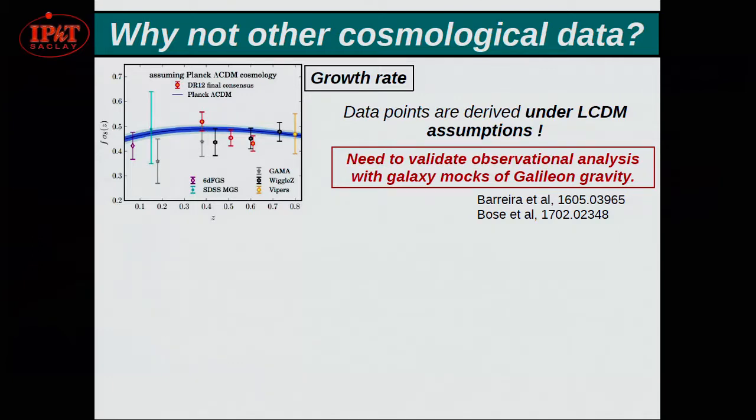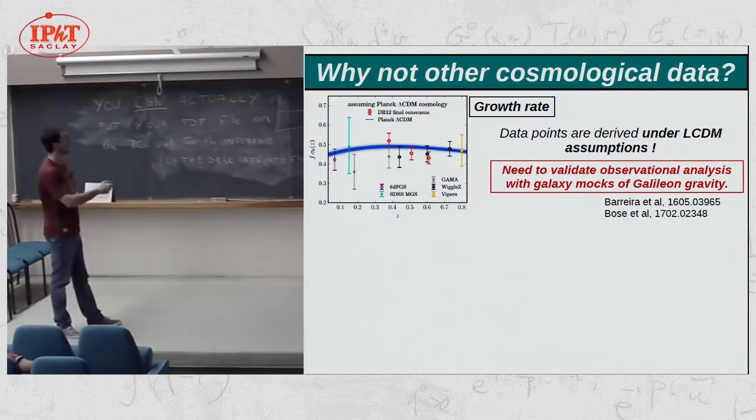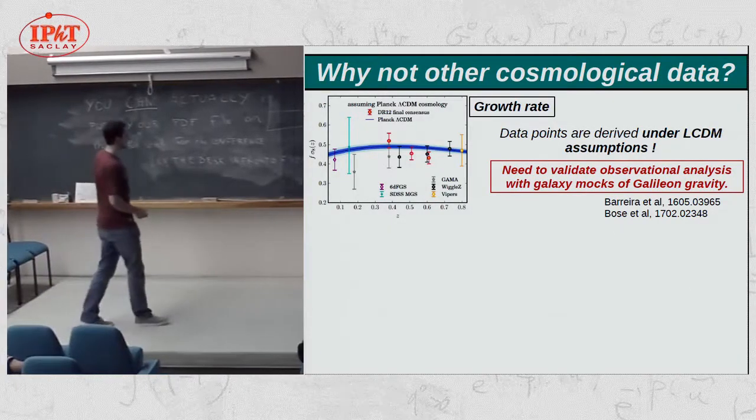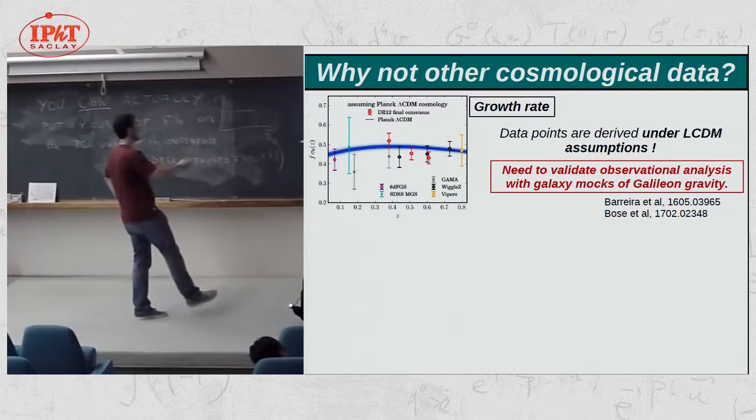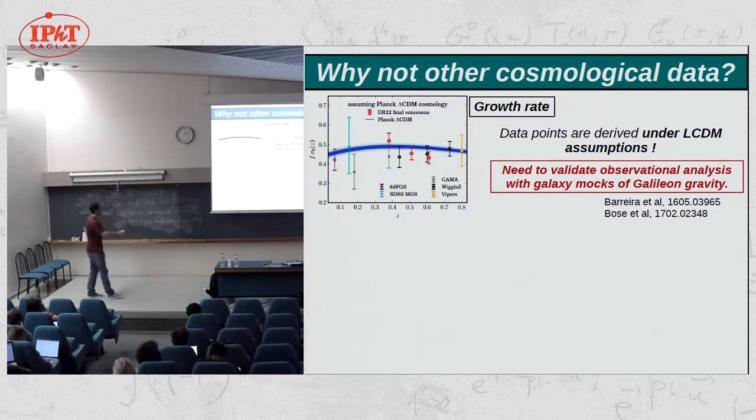Another thing you might be wondering is why we didn't use other cosmological data sets that you might be thinking of. An obvious one that may come to mind is the growth rate, typically quoted in terms of this quantity, f sigma 8, as a function of redshift. And the reason why we didn't do that is because we did the right thing.